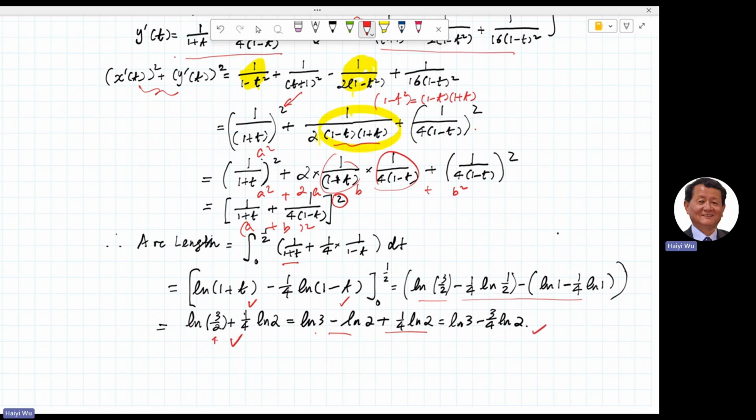That's the arc length. For units, because it's a length, we don't know what the units are, so we just say it's the length in units.